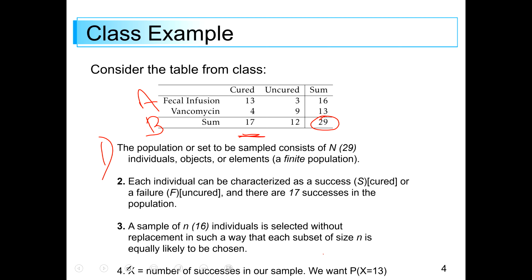So we have a population of 29. We take a sample of size 16 from the population. Then we want to know what's the probability we have 13 successes in that sample of size 16 from a population of size 29. What's the probability we have 13 successes in a sample of size 16 drawn from a population of size 29? Freaky! But Fisher was able to see that this table follows the hypergeometric.